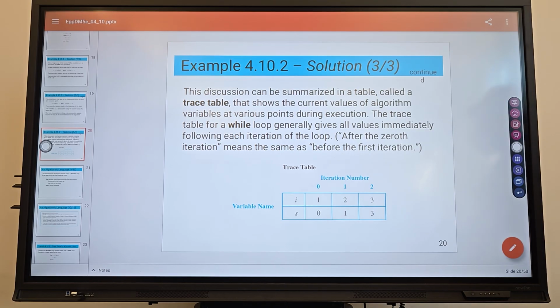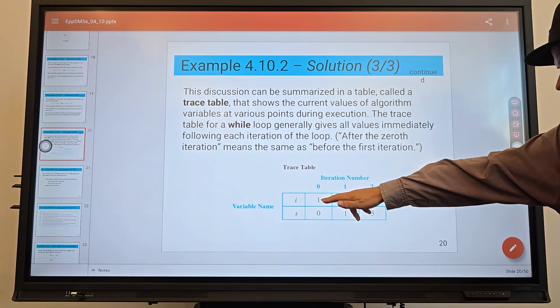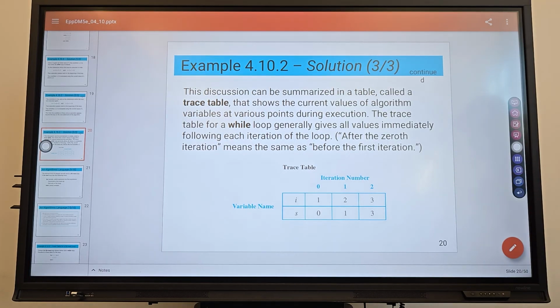I don't know if you learned about this in CS 1 or 2, the use of a trace table to track the values of variables through iterations and through various loops, whether it's a for loop or a while loop. But you can trace the iterations and determine outcomes.